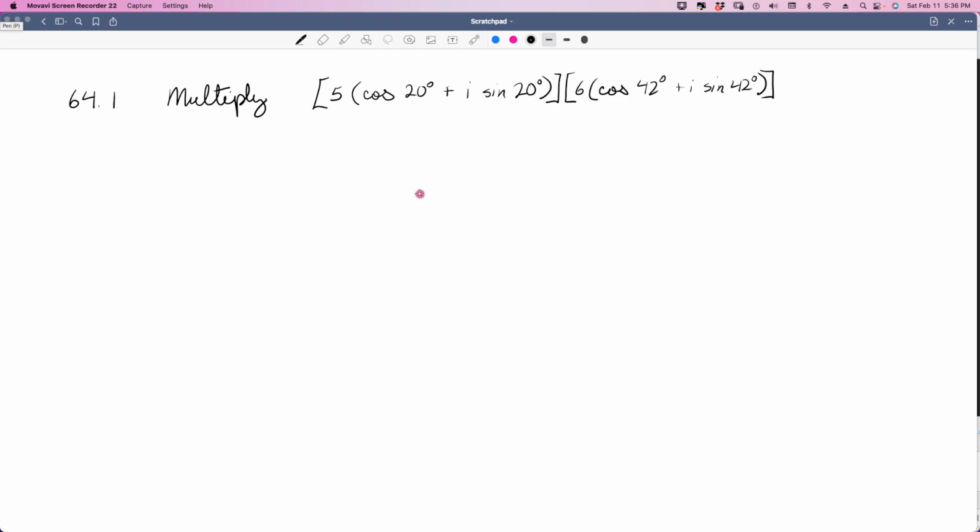Now we can find the sums and the products of the complex numbers. So let's jump into 64.1 and let me show you how this works. First of all, we are going to simplify by writing this in the short format that we taught you in lesson 64b. So we're going to write this like this: 5 CIS 20 degrees times 6 CIS 42 degrees.